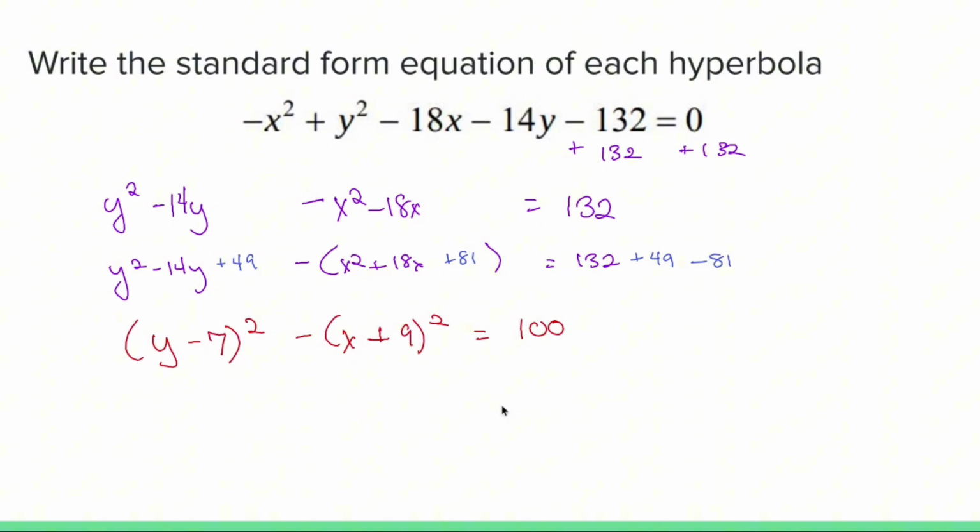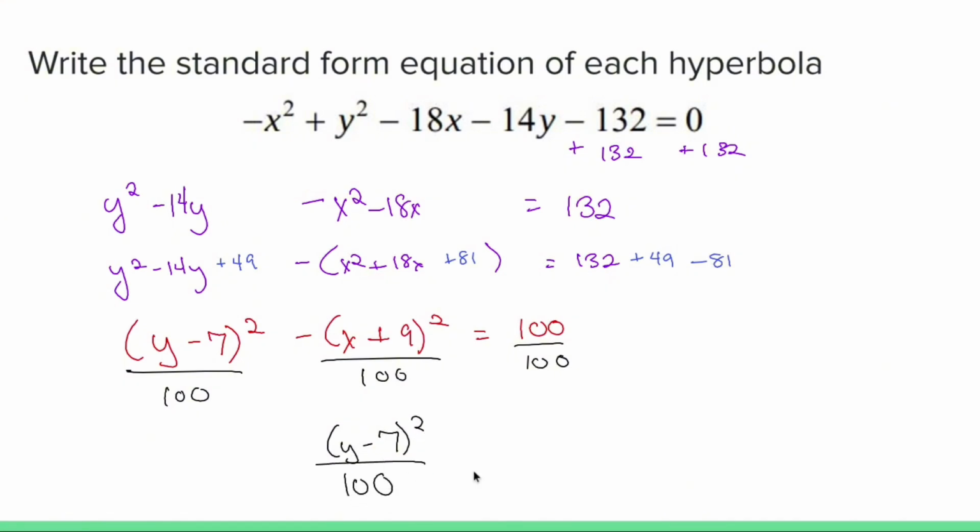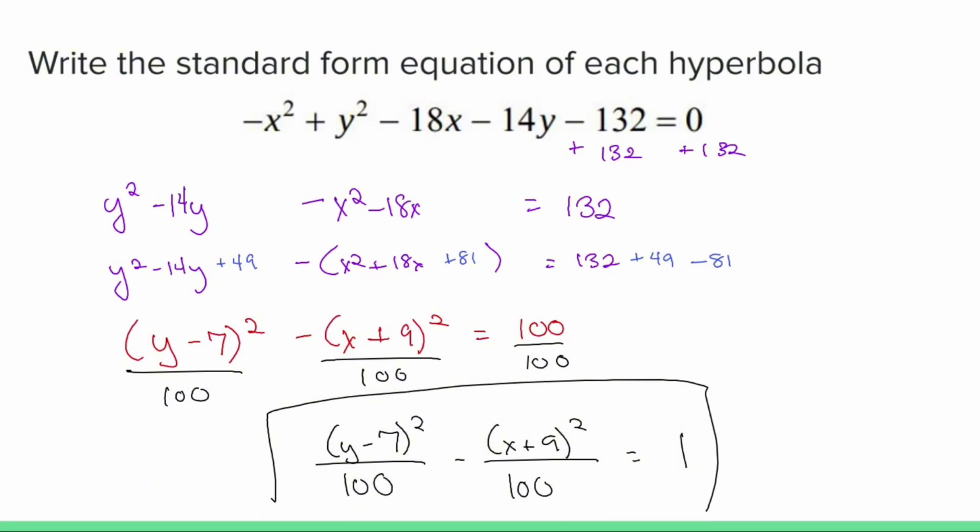Isn't that nice? Last step, divide everything by 100, and our final answer is going to be (y minus 7) squared over 100 minus (x plus 9) squared over 100 equals 1. And there you have it.